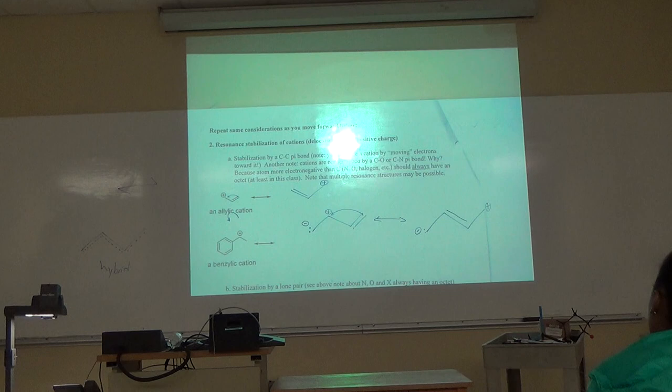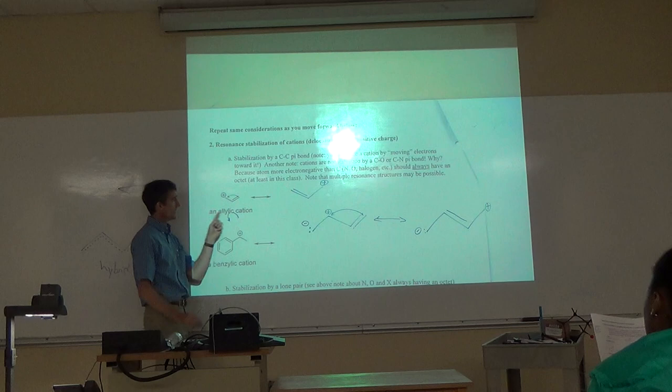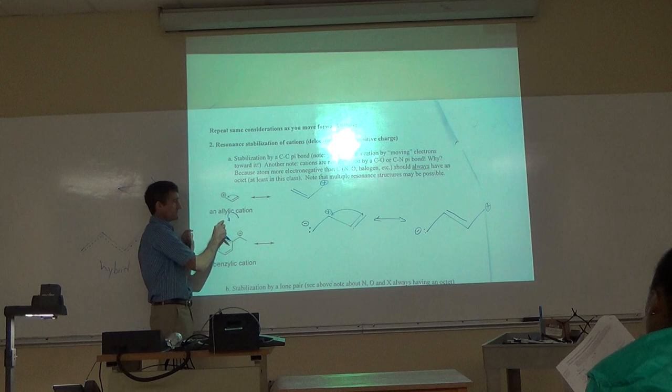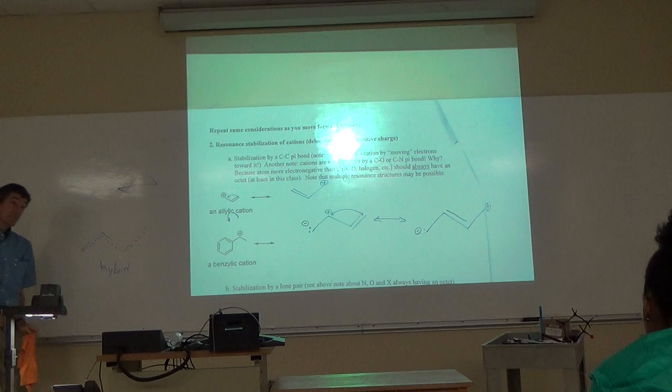By the way, this is called the allylic cation. You got an alkene, it's a carbon bonded to an alkene. It's called allylic. We may never see that again until maybe near the end of organic 2, and I'll say, remember allylic cation?